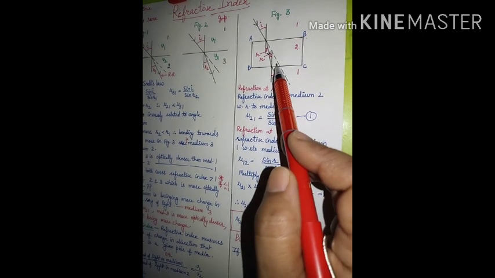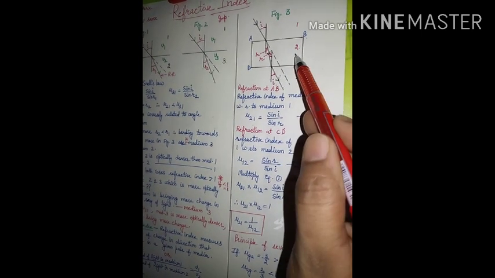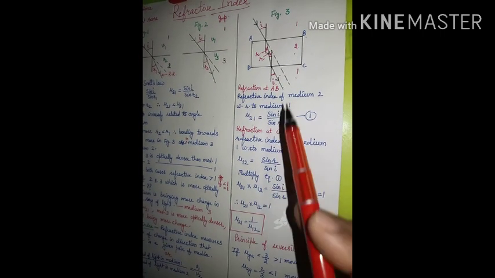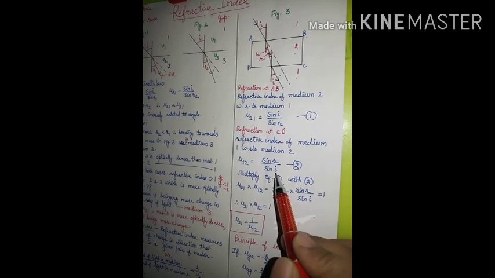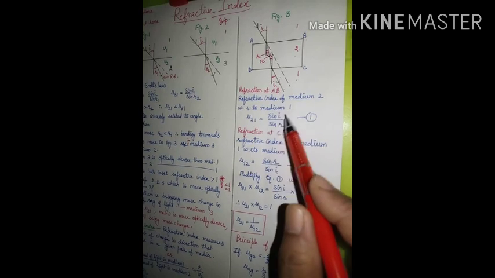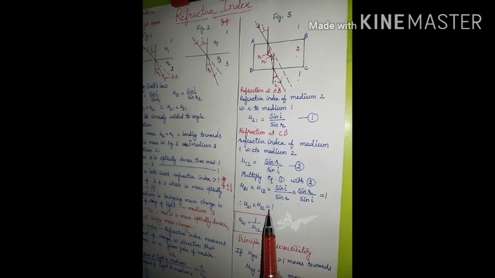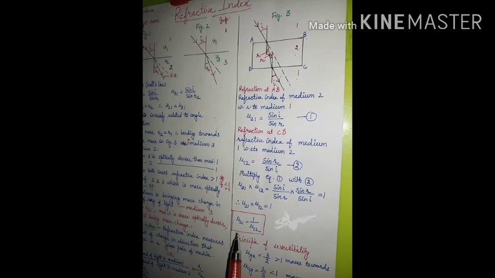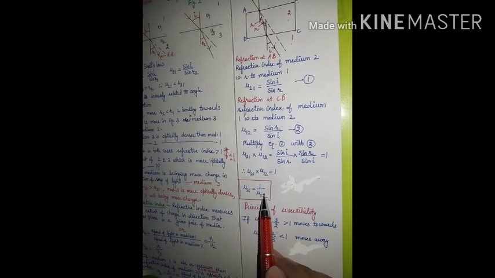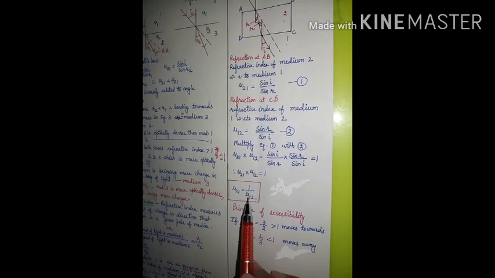So using Snell's law, I will write the refractive index of the first medium with respect to medium 2. This will be written as mu12, which is equal to sin r divided by sin i. Now multiply this equation with this equation. These things will get cancelled and we are left with mu21 multiplied by mu12 is equal to 1. It means mu21 is equal to 1 upon mu12. This is known as the principle of reversibility. While solving numericals, you may need this formula.